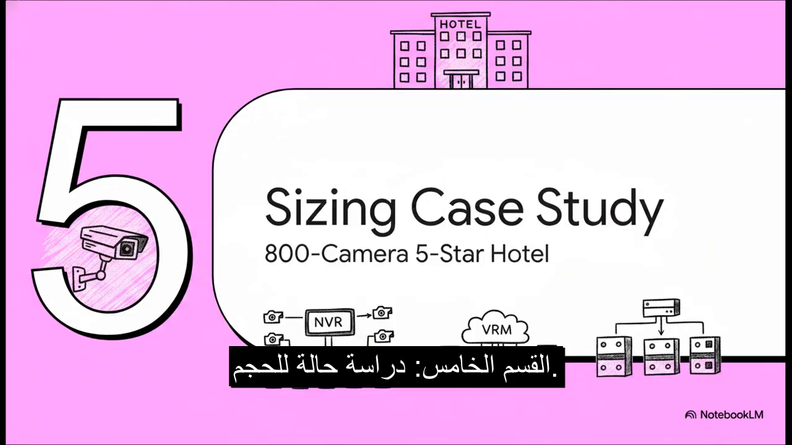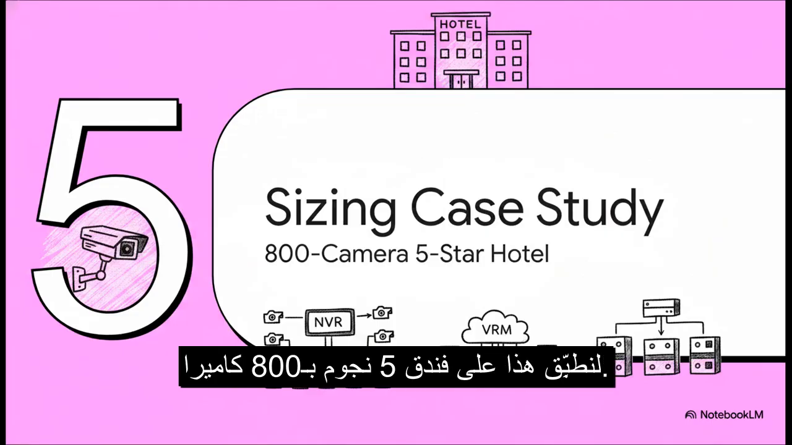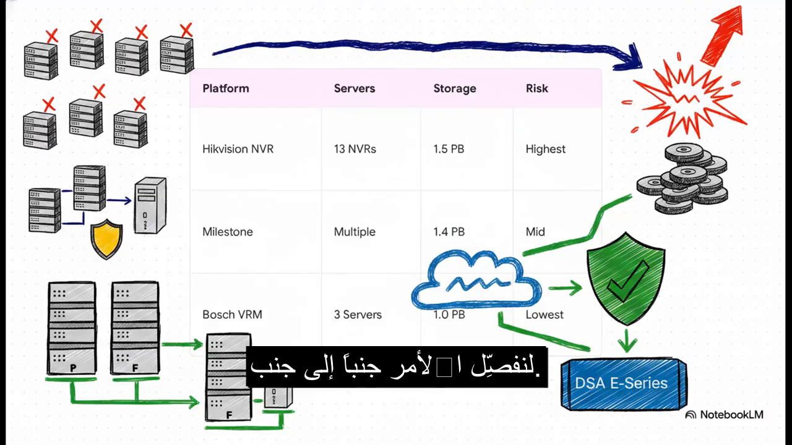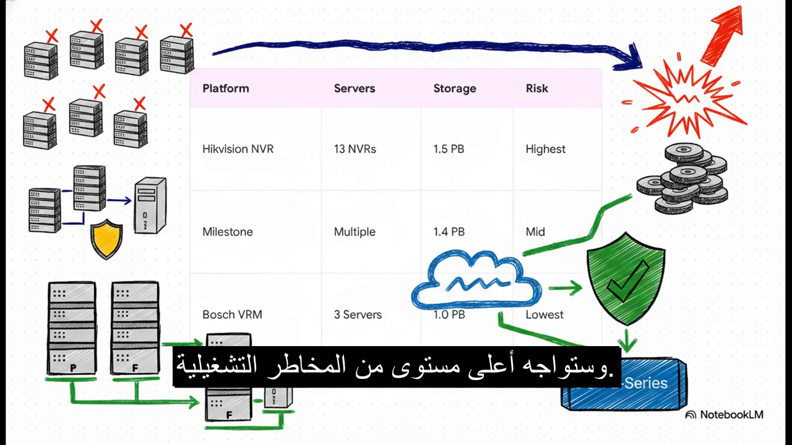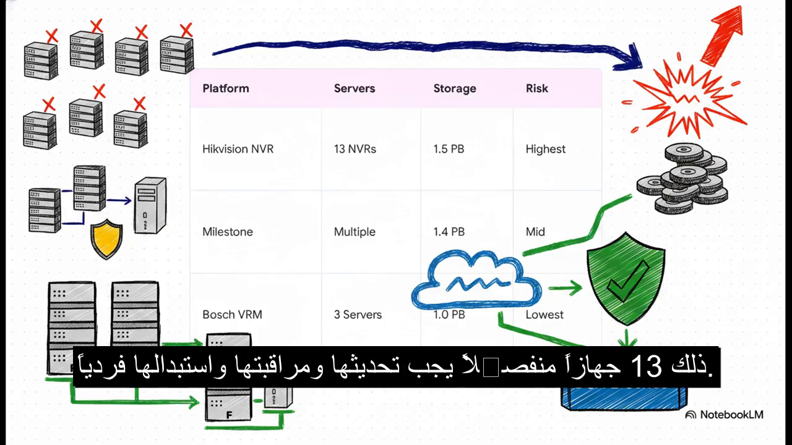All right, Section 5, Sizing Case Study. Let's apply this to an 800 camera 5-star hotel. Let's break this down side by side. With standard Hikvision NVRs, you're looking at needing 13 separate servers, 1.5 petabytes of attached storage, and you are facing the highest operational risk. That is 13 separate machines you have to individually patch, monitor, and eventually replace.